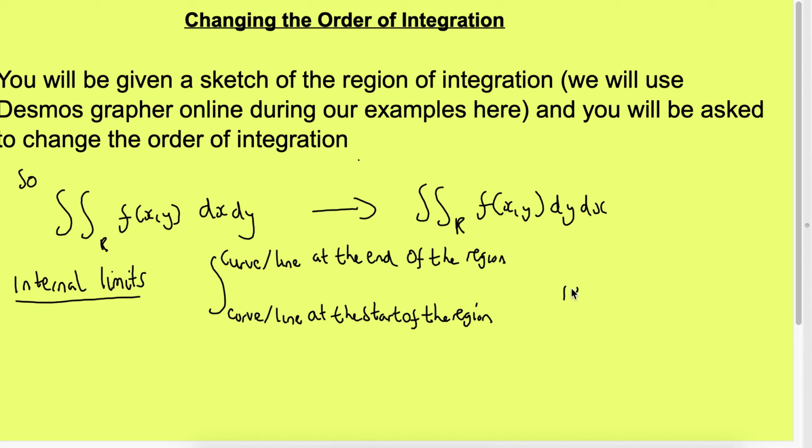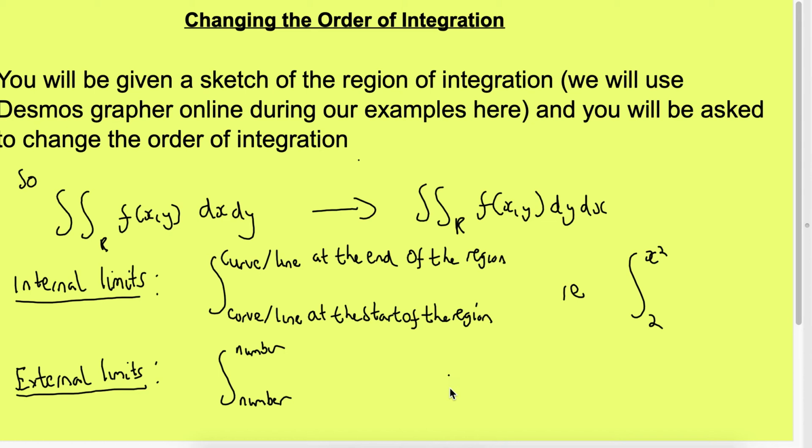So, for example, we can have something like between 2 and x squared. That's the line at x equals 2, and that would be the line x squared, y equals x squared. Okay? Now, the external limits, okay, this one here can only be numeric bounds. That's just numbers, for example between 0 and 1.